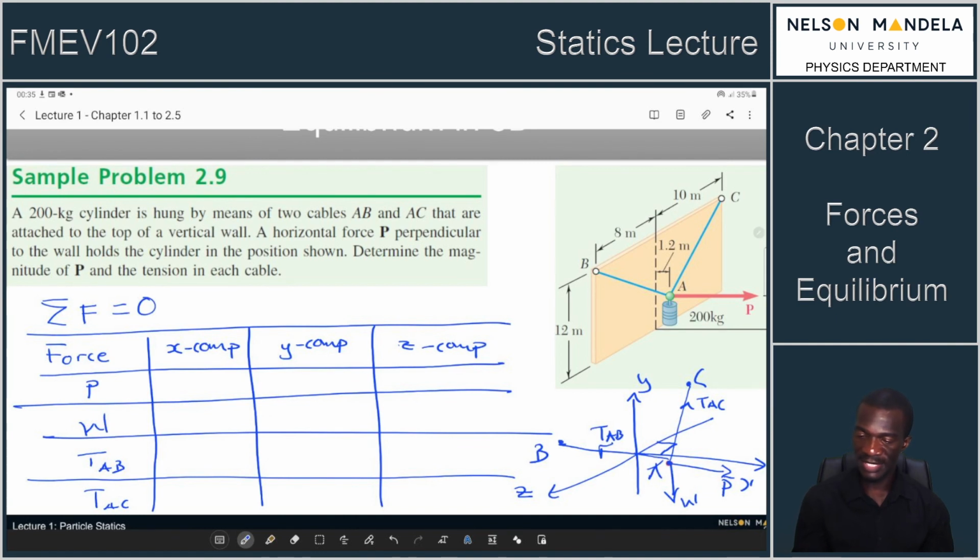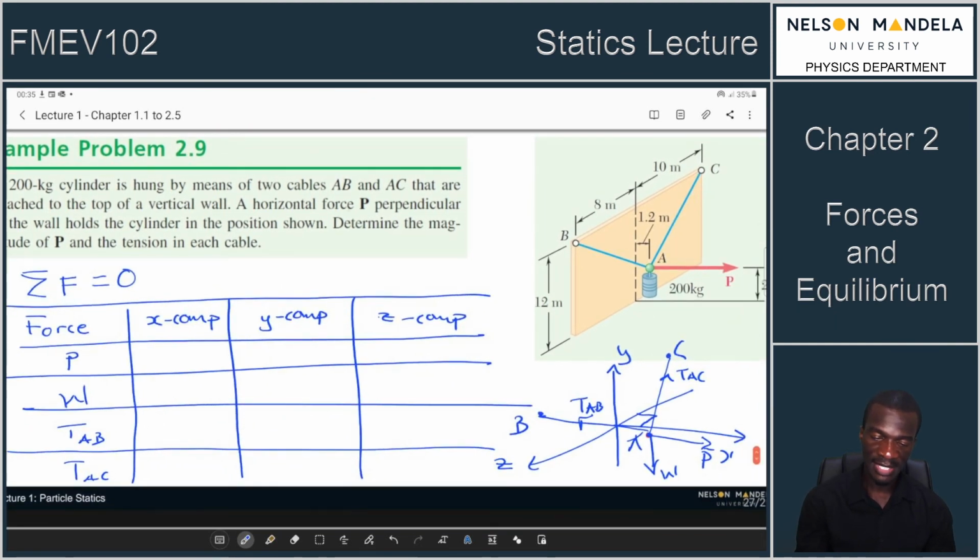The force P, we have been told that this is a horizontal force that is perpendicular to the wall. So by virtue of this reference frame that I've chosen, P only has a component in the X. So we've got Px, and it is a positive component. It has a 0 component in the vertical and a 0 component in the lateral. Then the weight is obviously pointing in the downward direction. There's a 0 in the X direction, but it has a negative, whatever value it is, in the Y. This is the value that you can get from the mass.